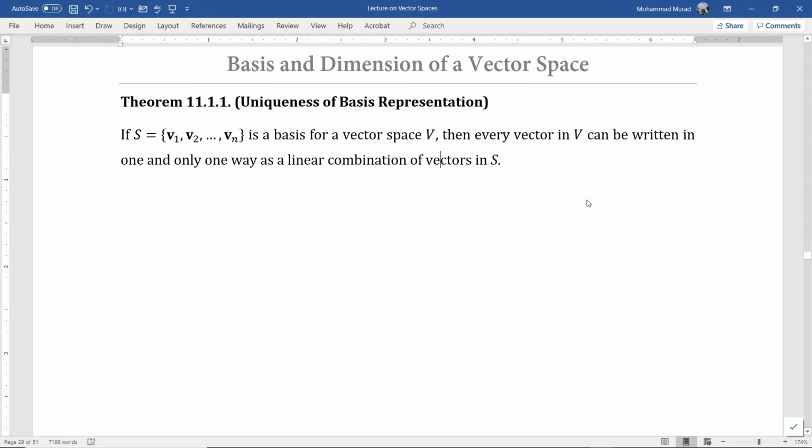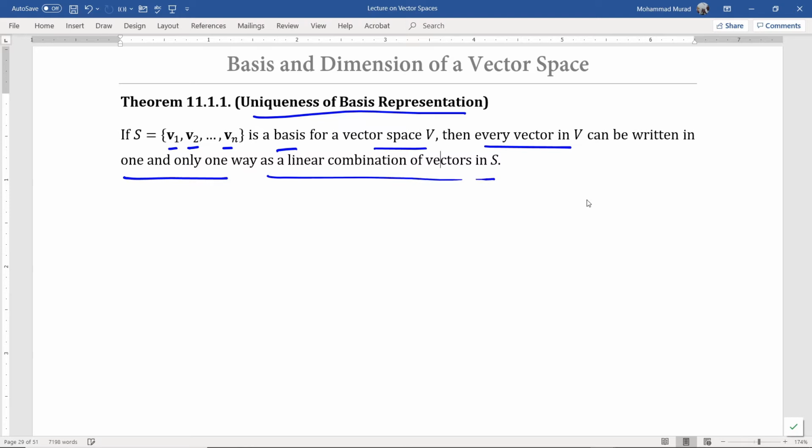Theorem: uniqueness of basis representation. If S, the set of the vectors v sub 1, v sub 2, all the way up to v sub n, is a basis for a vector space V, then every vector in V can be written in one and only one way as a linear combination of vectors in the set S.